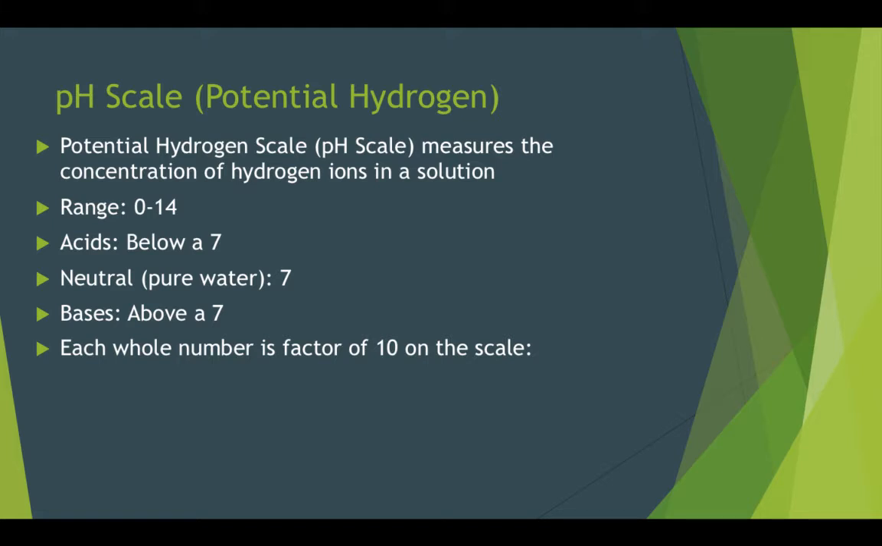So I'm not sure if I even said that right there. But your weak bases are 8 to 10. Your strong bases are 11 to 14. That's what you want to make sure you guys have down within your notes.